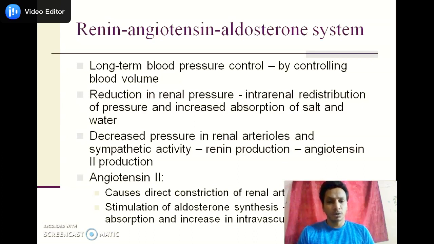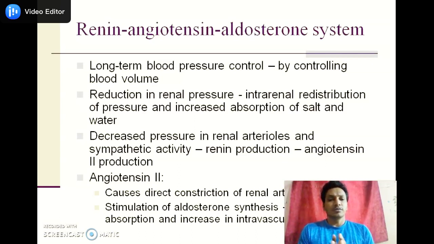When we are talking about the renin angiotensin aldosterone system, we have to keep in mind it is controlled by the kidney, and the kidney plays an important role in the control of normal blood pressure in our body by having this RAAS axis. This system controls the long-term blood pressure in our body by controlling the blood volume. So what are its major parameters and mechanism?